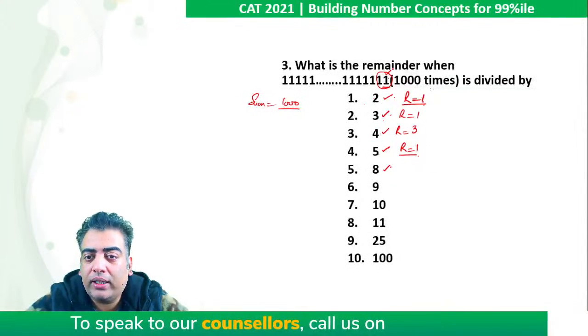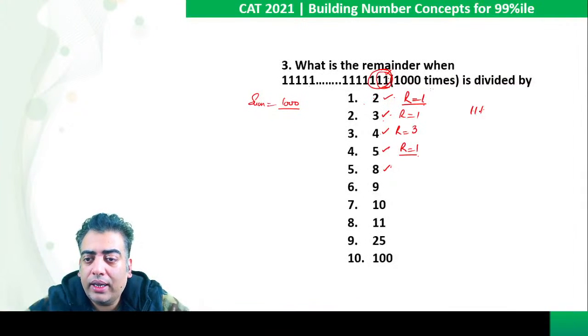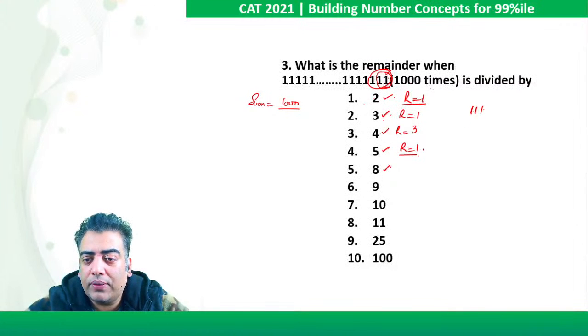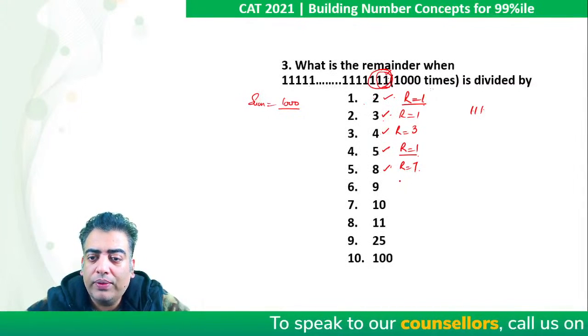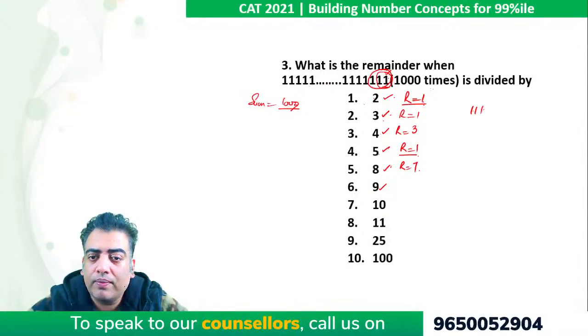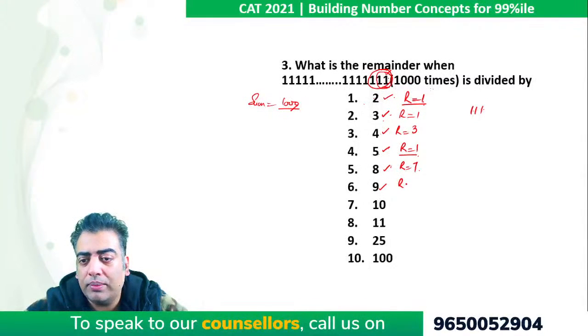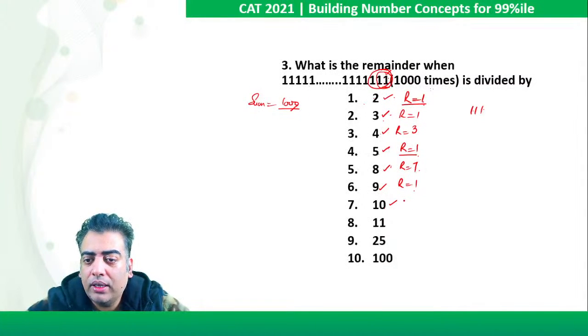In case of 8, the last 3 digits are to be divided, which is 111. 8 ones are 8, left over 31, right? Then 8 threes are 24, left over is 7, so remainder comes out to be 7. When we have to divide by 9, again we will take the sum of all the digits, which is 1000. 1000 divided by 9, the remainder comes out to be 1. When we divide it by 10, only units place is to be divided. 1 divided by 10, the remainder is 1.